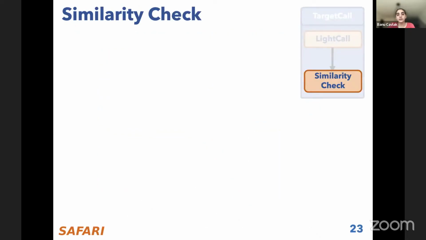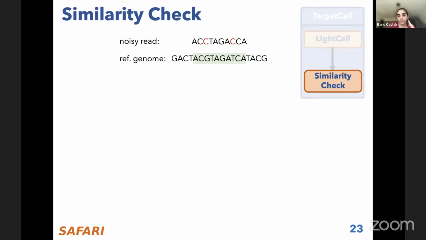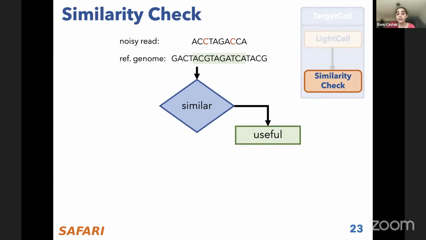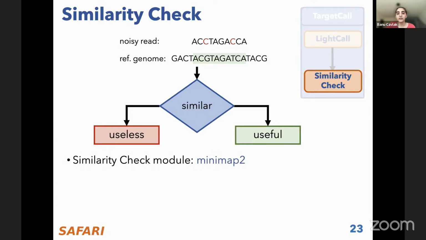The second component is similarity check, which has input of a noisy read coming from LightCall and the reference genome that is determined based on the application that we are targeting. The goal is to find if these two things are similar. And depending on the answer, the read is going to be useful or useless. In some applications, the read is going to be useful if it's similar, and in some other applications, the read is going to be useful if it's not similar to the reference genome. But for this model, we didn't design anything new. We just used the state-of-the-art read mapper, Minimap2.